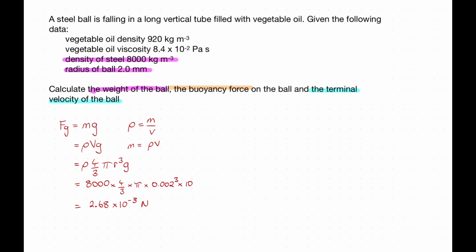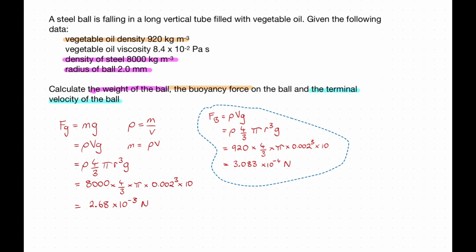Next is to calculate the buoyancy force. Buoyancy force is given by the fluid. So as it's traveling through vegetable oil, we are going to use the vegetable oil's density. The formula is the same as what we used before. So our force of buoyancy is equal to rho Vg. We can plug in our equation for the sphere and then plug in our numbers. This gives us a value of 3.083 times 10 to the negative 4 newtons.